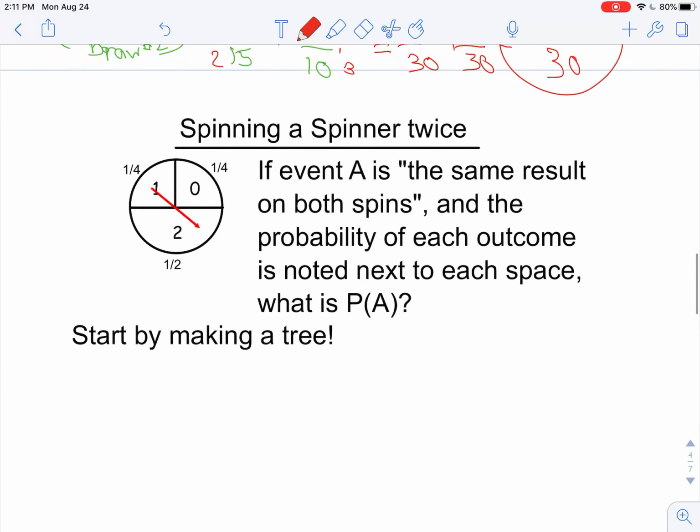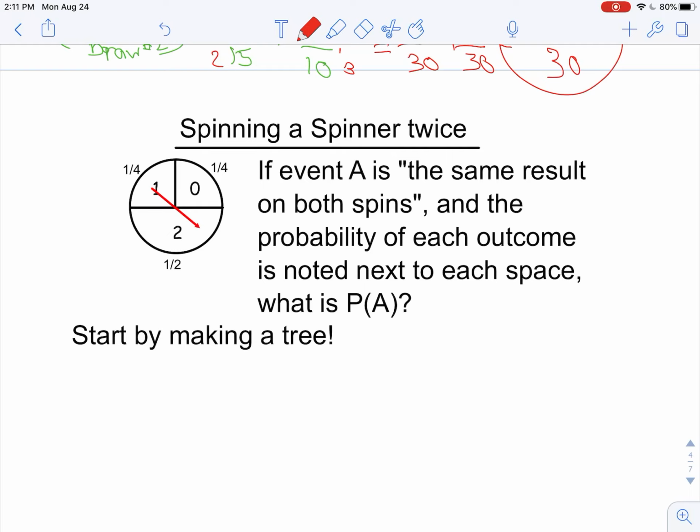So enough of the draws. Let's take a look at spinners. When you're spinning a spinner, the idea is that the spinner doesn't know where it's been, so each spin is independent from the other ones. On the previous ones here, it was getting to the fact that even though the events were independent, they were still dependent on the previous draw. Hopefully that's clear.